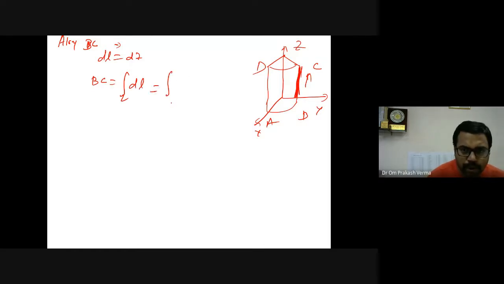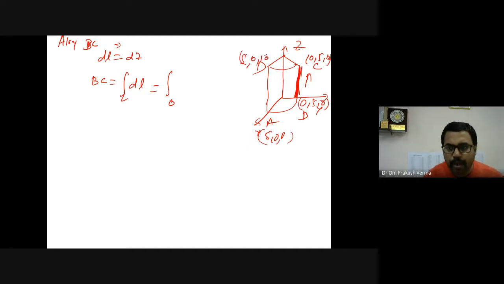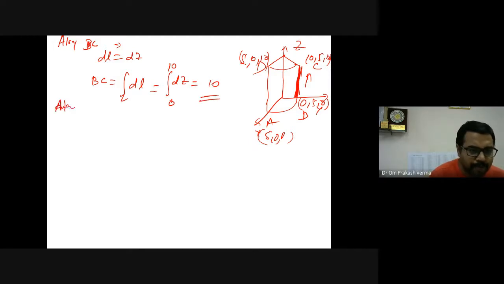This is varying from 0 to 10. A is given as 5, 0, 0. B is given 0, 5, 0. And C is given 0, 5, 10. Okay. And D is given 5, 0, 10. So here it is only changing in the 0 to 10. Okay. So you can write 0 to 10, dz, and you can calculate the value. In a similar way, along CD, you can calculate the dL.